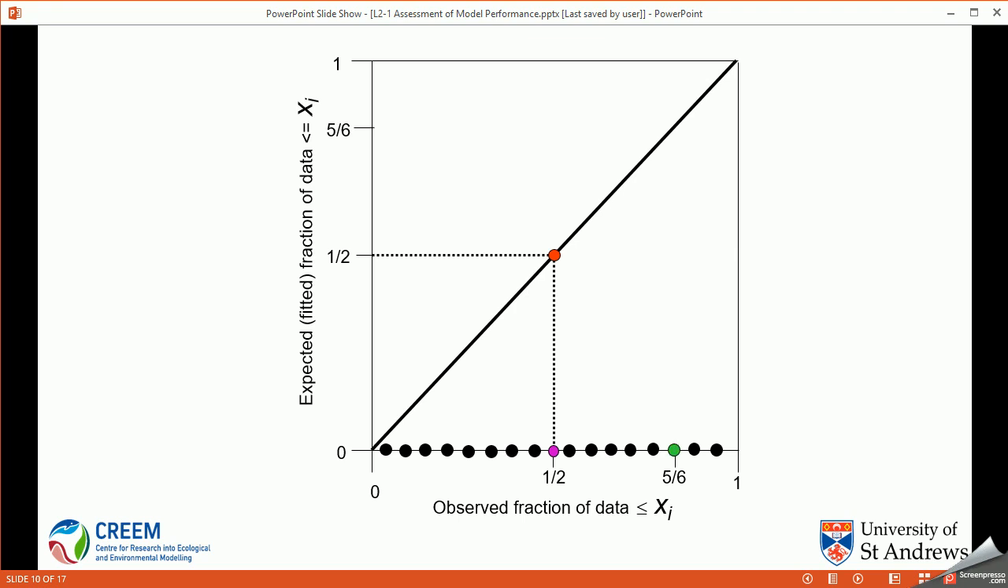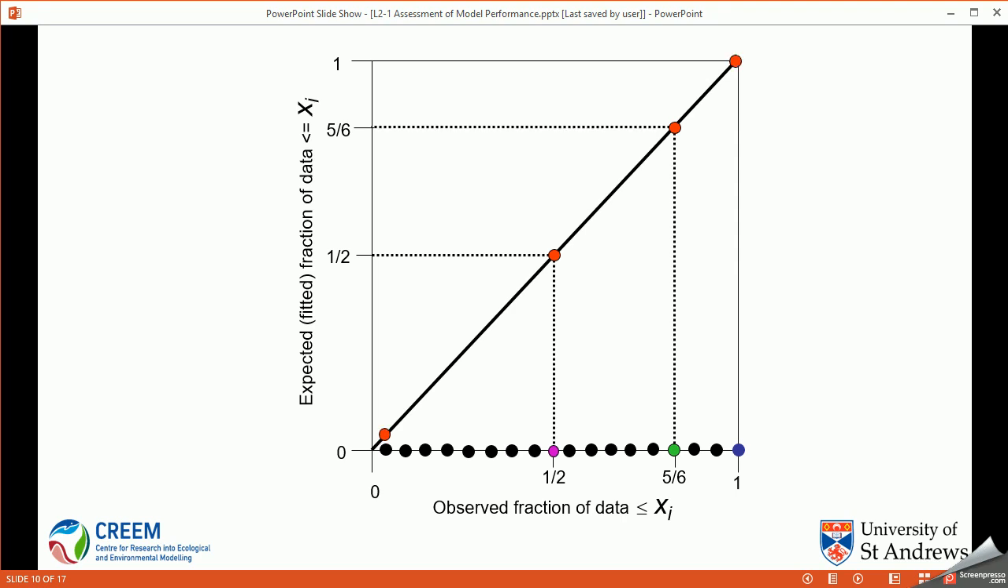Then we look at the green observation. The green observation is 5/6 of the way through the data, so we plot it at that point on the x-axis. If it was a perfect fit, then 5/6 of the area under the fitted detection function would be to the left of the green observation, and so the y-axis value would be 5/6 as well. We'd plot the point there. Then similarly for the blue, which is 100% through, we'd plot it there.